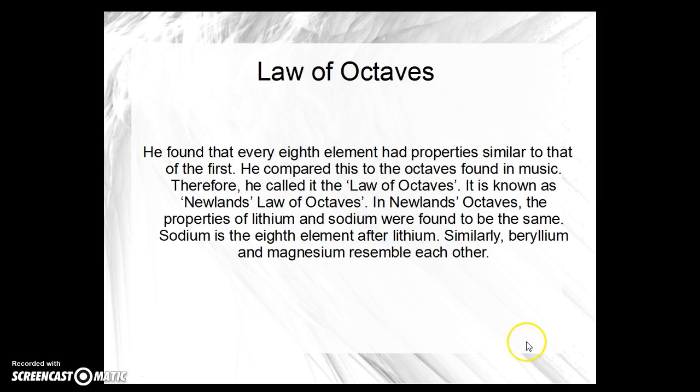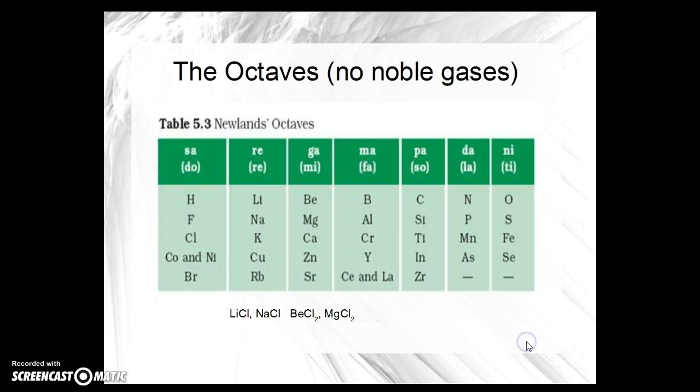We can look at the periodic table as he would have seen it. Let's start with lithium. And you can see that if we count up, we find at sodium the eighth element. Better still, start at fluorine. If we call fluorine DO, we would say fluorine, sodium, magnesium, aluminum, silicon, phosphorus, sulfur, chlorine. And then we start over again with potassium.